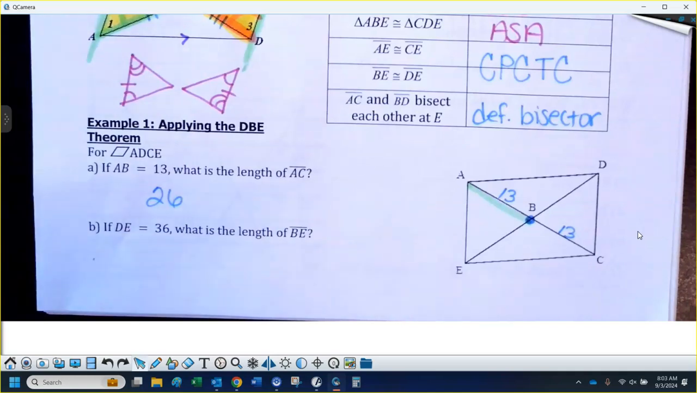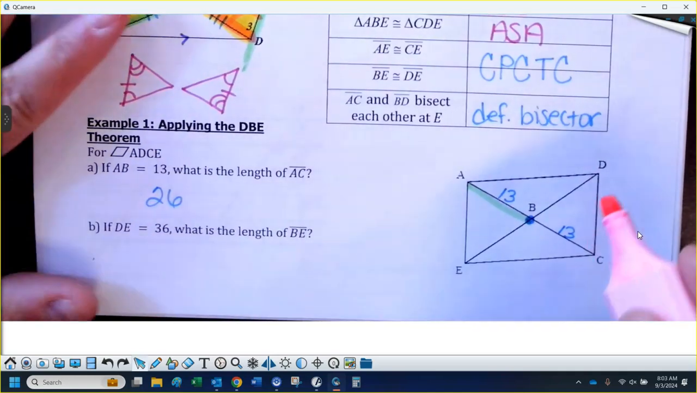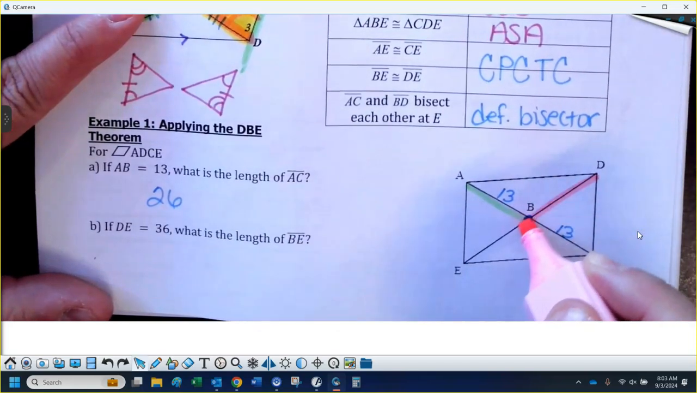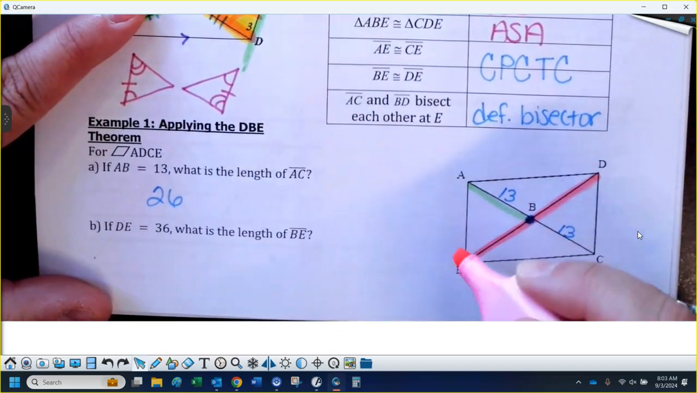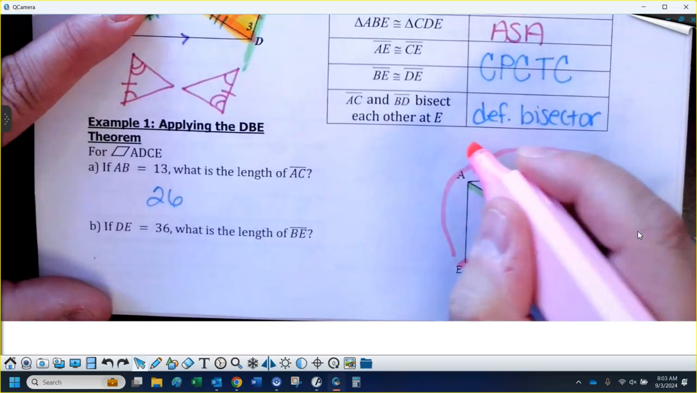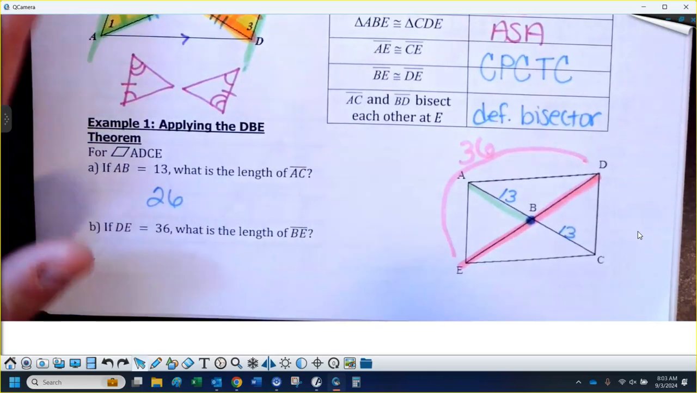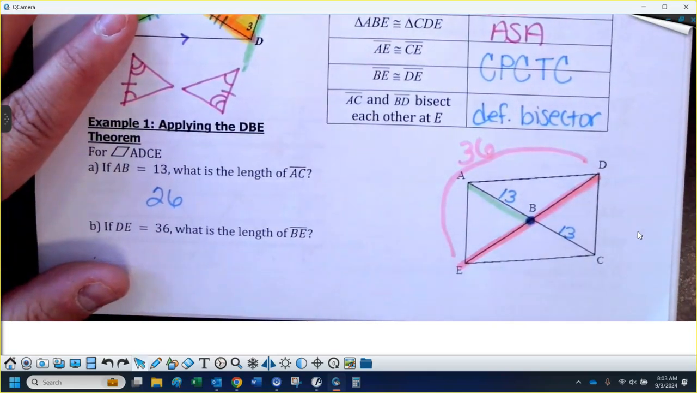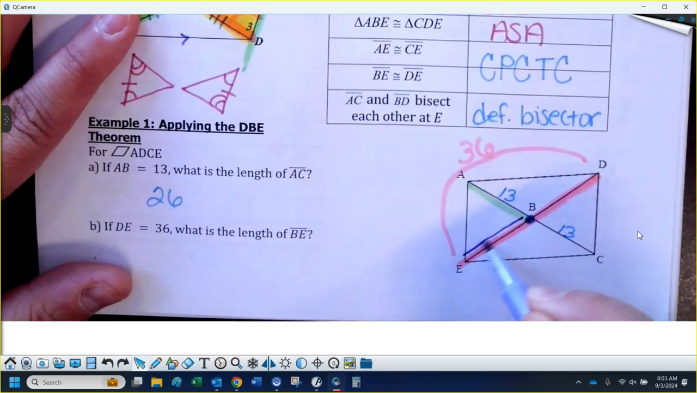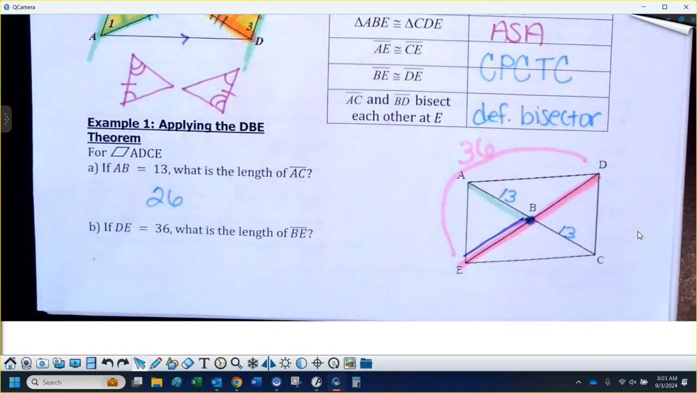All right, now this is a little bit backwards. So this is going to give me the length of the entire diagonal here. So that whole thing is 36. That's not a good way to illustrate that. But I'm talking about that whole diagonal. The length of that is supposed to be 36. Then it wants just the length from B to E. How could I figure that out? If I know the whole thing's 36, how would you figure out from E to B?